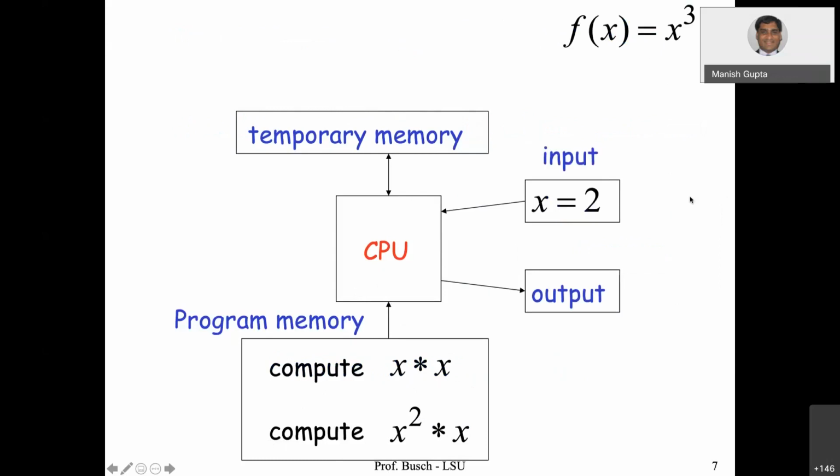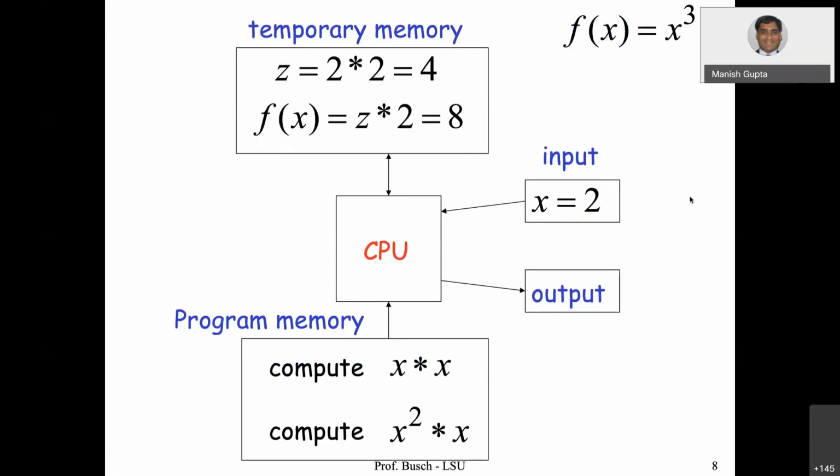Input x is equal to 2. It goes into the temporary memory and you compute the values. Z is equal to 2 into 2, which is 4. Then f(x) is 2 into 2 further. Actually, whatever the value is, you multiply it with 2, and that will be your value of x. So 4 into 2 is 8. So the output of this function f(x) = x cube is 8. This is how a normal CPU, central processing unit, works in a computer.